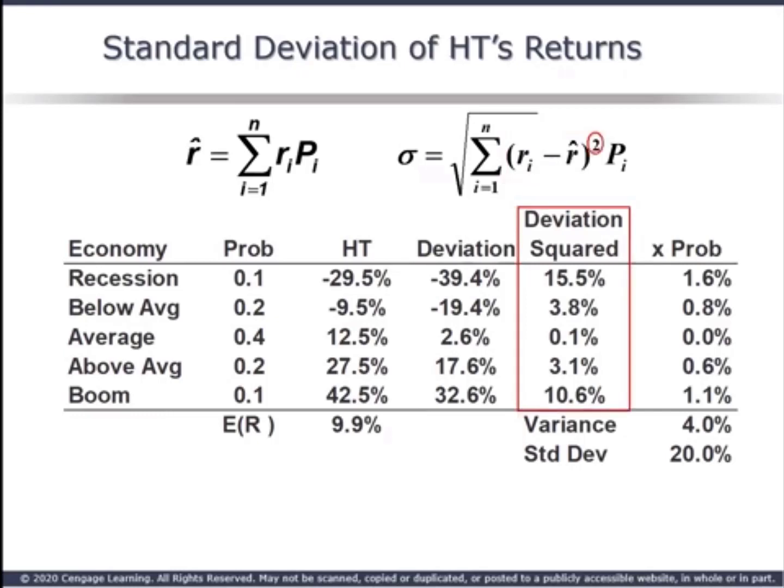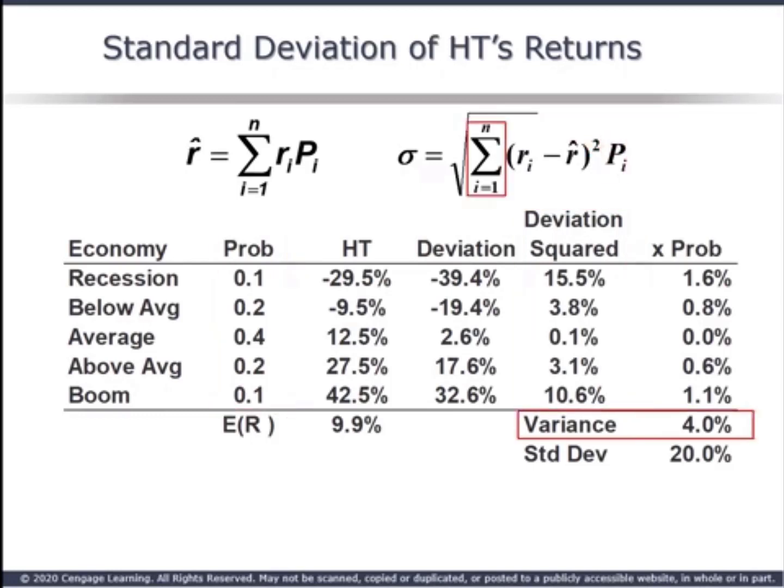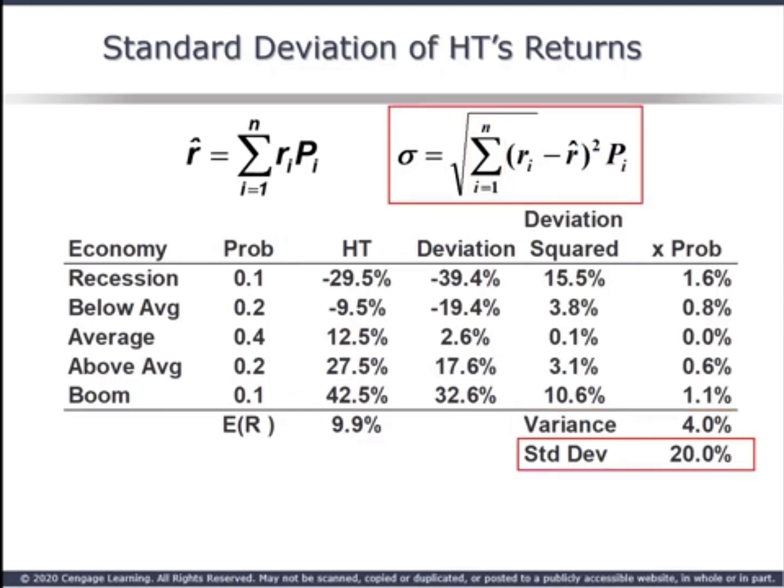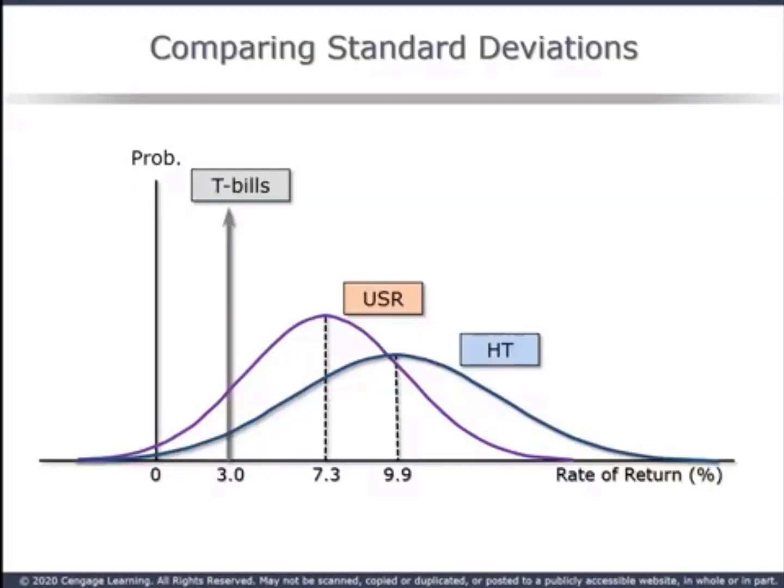Then handle the exponent. Square the deviations. Then multiply those values times the probabilities. Finally, add those up. Take the square root. If you feel you need to review the steps involved in finding standard deviation again, take time to watch this video tutorial. Standard deviation, lowercase sigma, measures total or standalone risk.